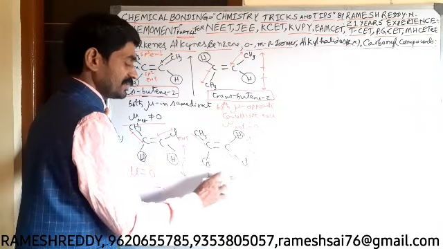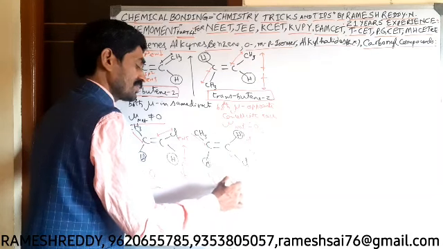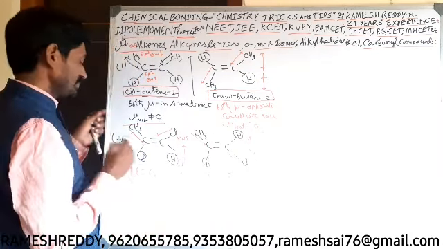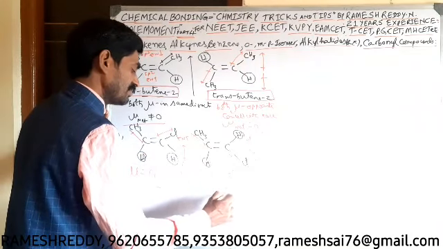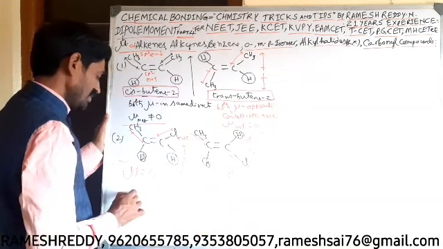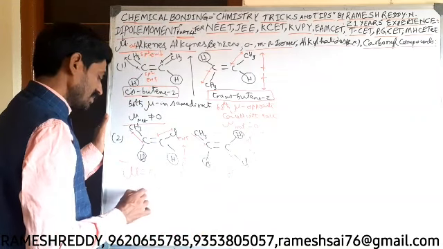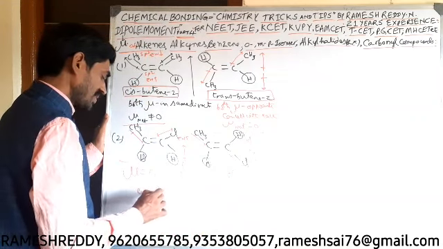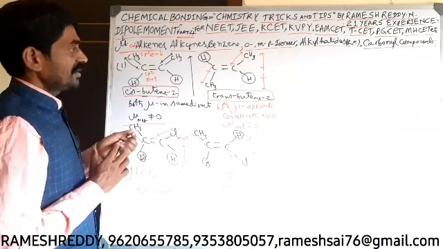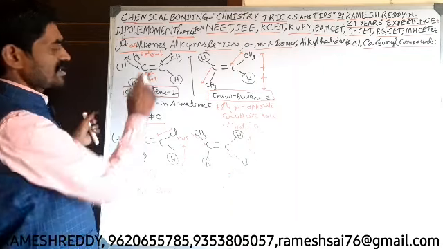I have to add them up together. So that's why we have a dipole moment value not equal to 0. That means the trans isomer has some dipole moment, but the cis isomer has zero dipole moment. Is it clear? Right. Next one. This is alkenes.